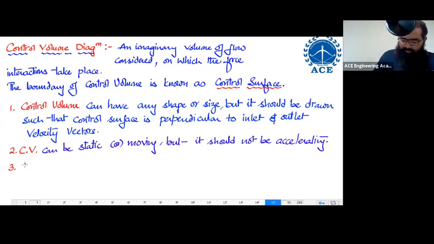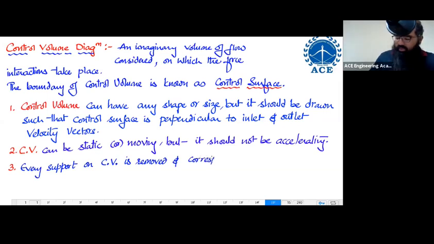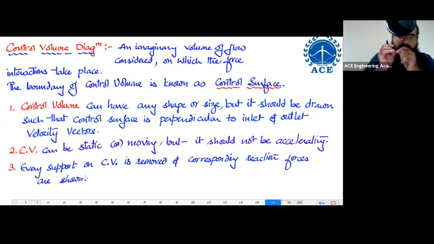Every support on the control volume is removed, and the corresponding reaction forces are shown. You are supposed to remove the supports and show the corresponding reaction forces. These three rules you have to remember. Then you can draw the control volume.